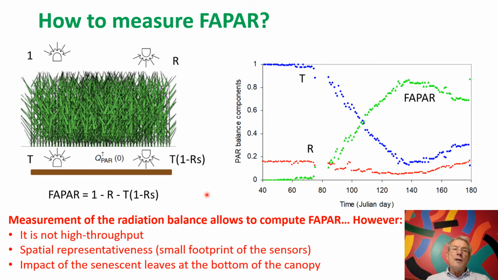But actually, when we want to compute the fraction absorbed for photosynthesis, it's important to make a difference between the green and non-green elements. And in these techniques, it's not possible to make a distinction between green and non-green elements. Further, this technique is low throughput because you need to put small sensors in each of your microplots. You need many replicates of those sensors because they are small and not very representative. And as I told you previously, the impact of the senescent leaves at the bottom of the canopy is not accounted for.